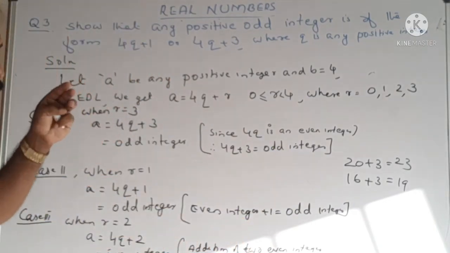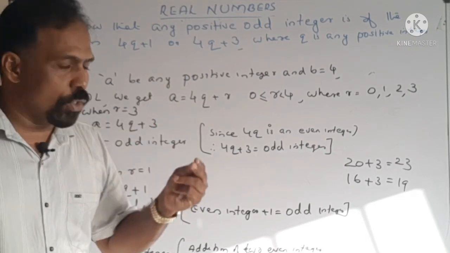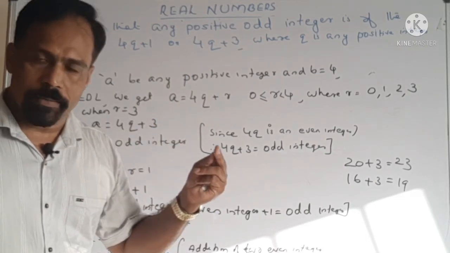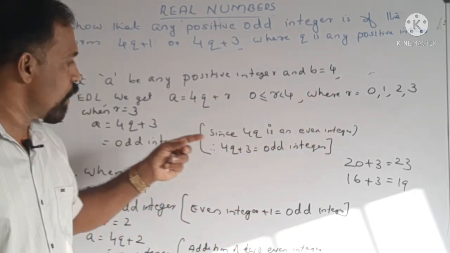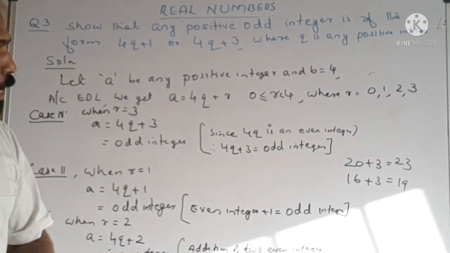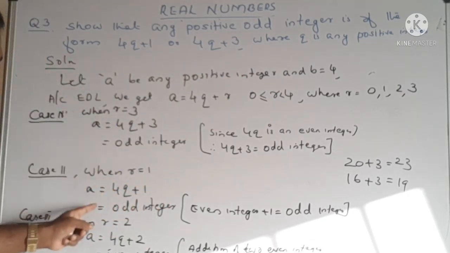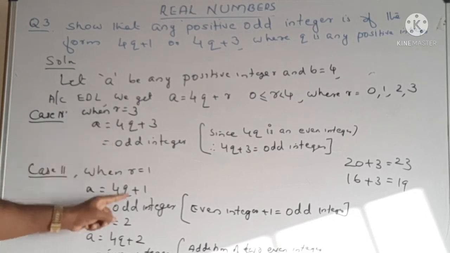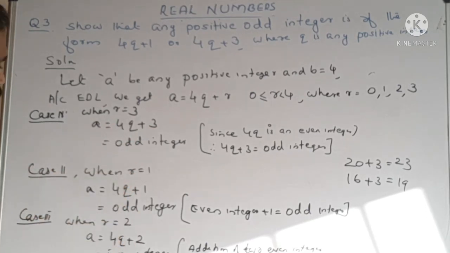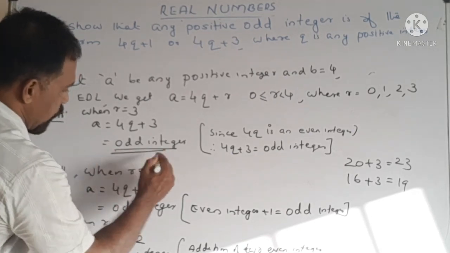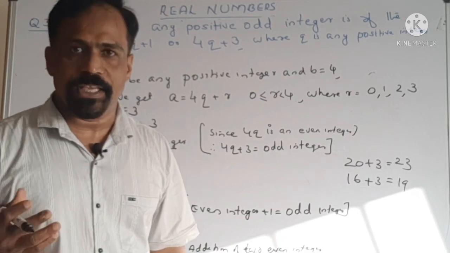So we have taken all four cases, that is when the remainder is 0, 1, 2 and 3. We have proved that in two of the cases, 4q plus 1 and 4q plus 3, we are getting odd integers, and in the other two cases we are getting even integers.